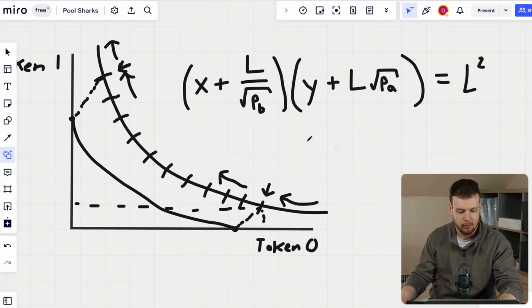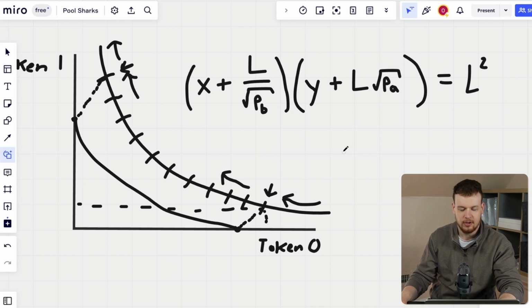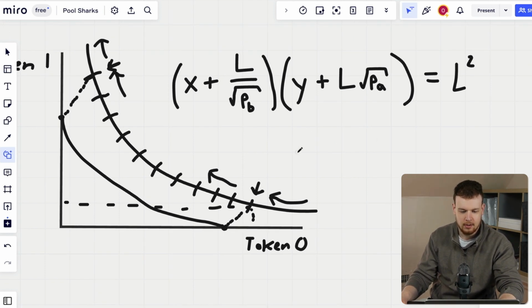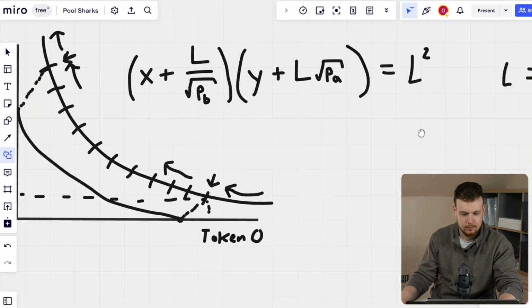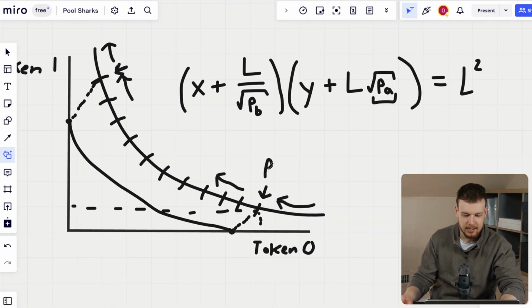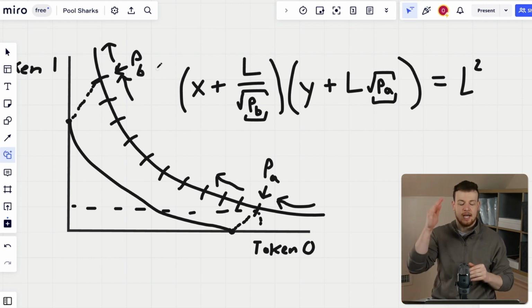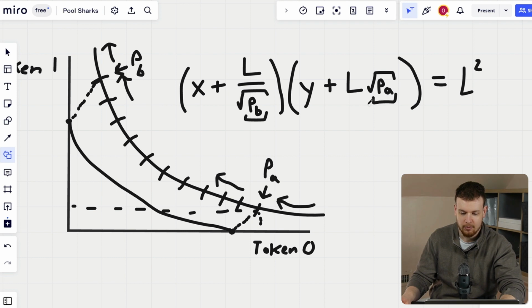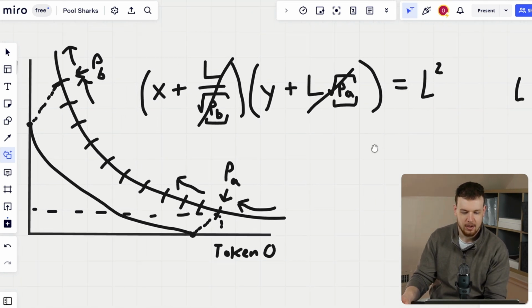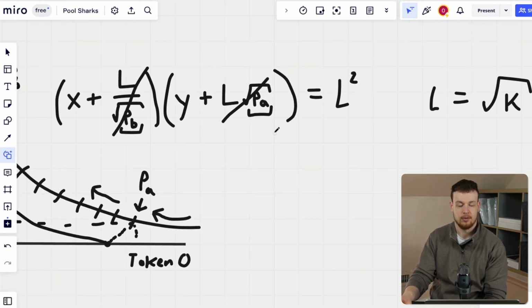This is the corresponding formula for the real reserves curve. You'll see it is reminiscent of the classic x times y equals k, except we have some modifications here. First of all, L is equal to the square root of k, so L is the measure of liquidity provided on the curve. If we look at PA being the beginning of our position and PB being the end of our position over here, and we stretch PA down to 0 and PB up to infinity, we end up with L times 0 over here, which cancels out, and L divided by infinity right here, so this will be 0 as well.